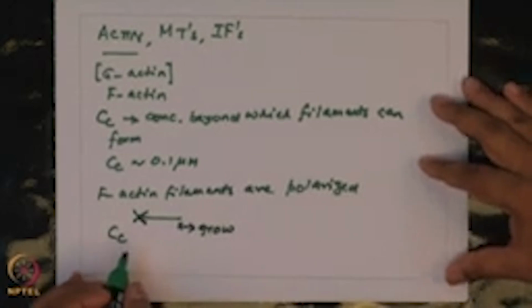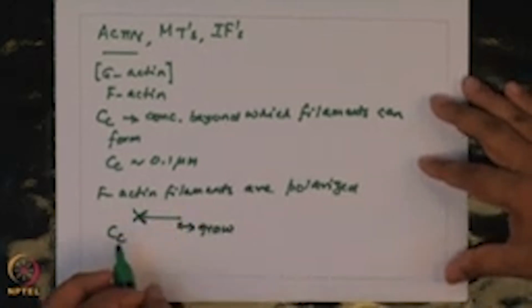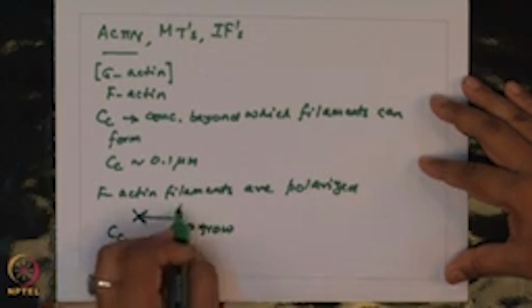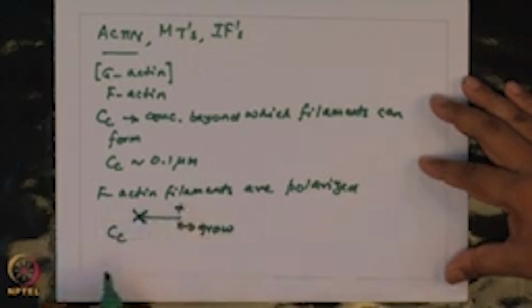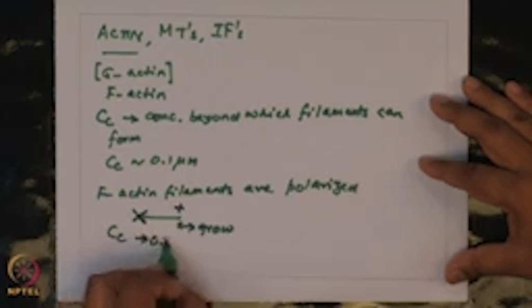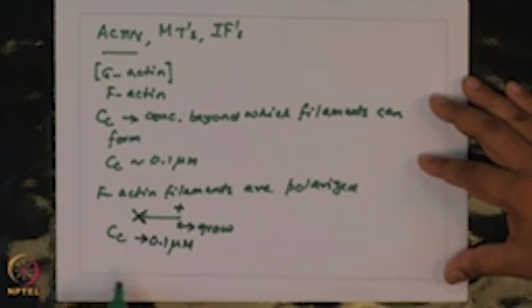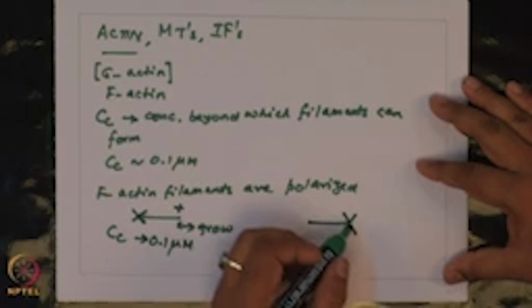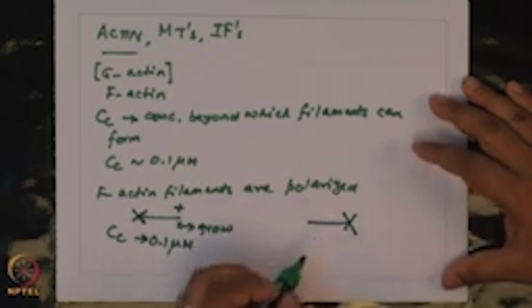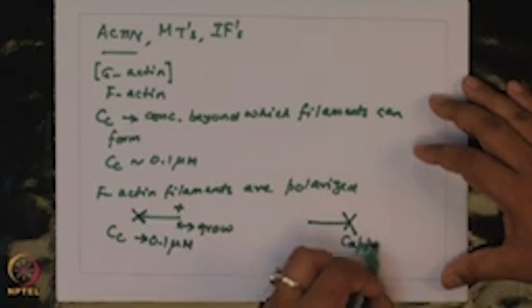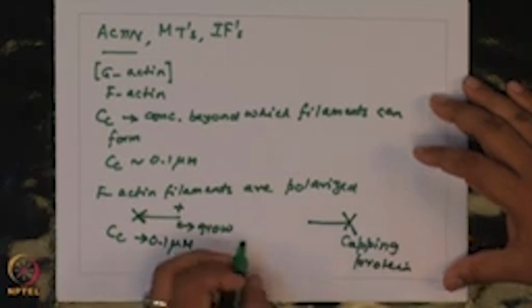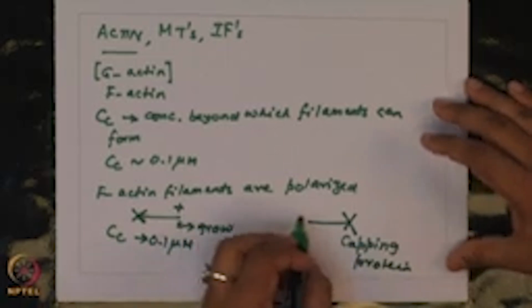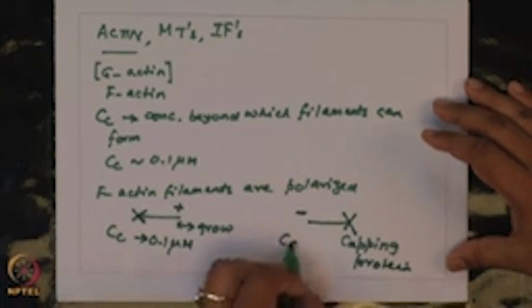One end typically grows faster. This is the plus end or the barbed end, and its critical concentration is 0.1 micromolar. But for the other end, if I similarly do an experiment in which I block the barbed end with a capping protein, and you see at what rate this would grow, for the minus end it turns out that Cc is 0.6 micromolar.